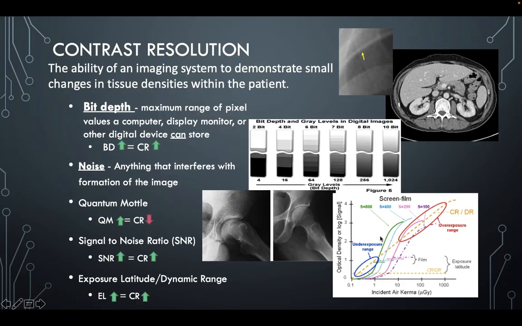If you notice, this happens very fast with film, but with CR/DR, it is gradual. This is encompassing all those different intensities, all those different exposure values that I can use. So that's what I'm talking about with exposure latitude.